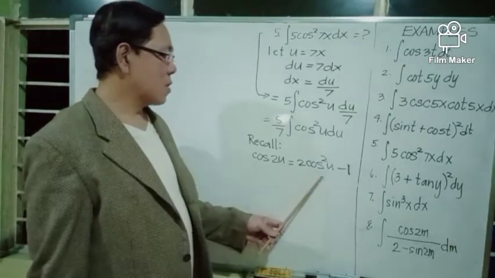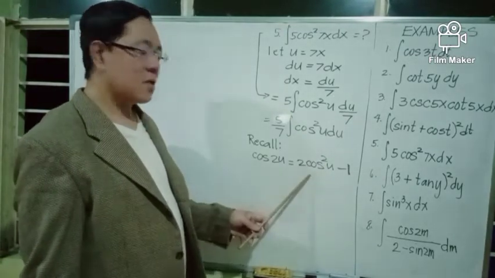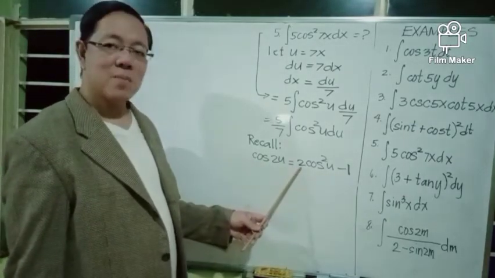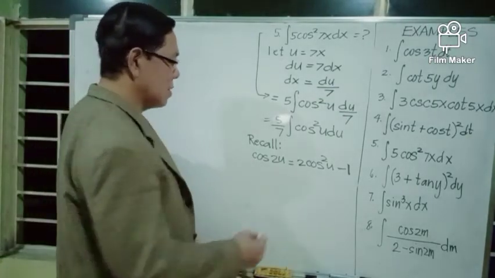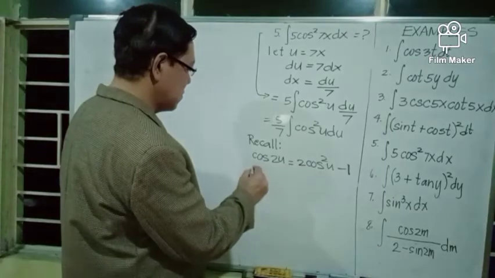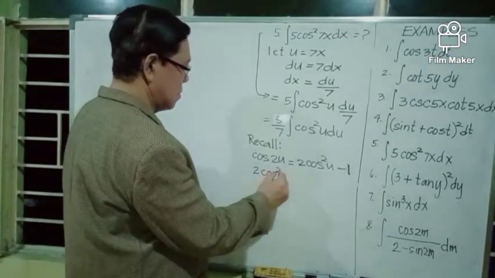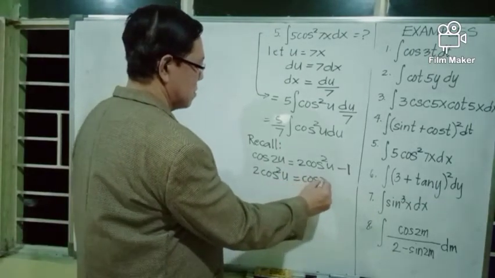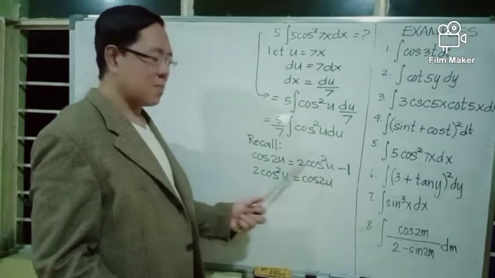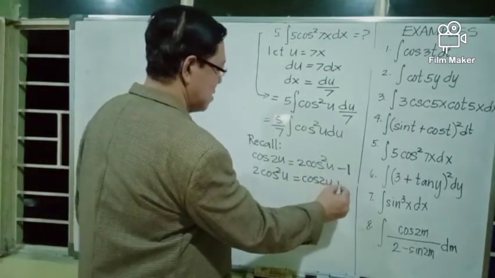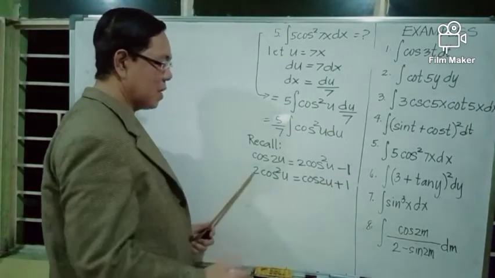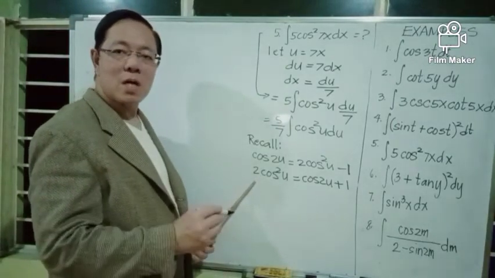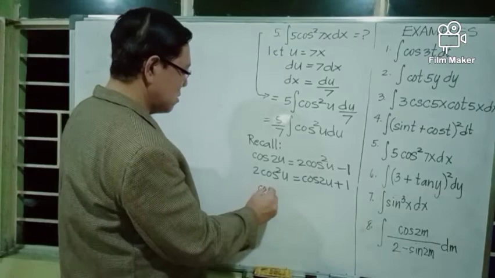And from here we solve for cosine squared u. We transpose negative 1 to the other side and we divide both sides by 2. We have 2 cosine squared u is equal to cosine 2u. Negative 1 transposed to the other side is plus 1. And we divide both sides by 2. 2 cosine squared u divided by 2, the 2 will cancel out, and you get cosine squared u.